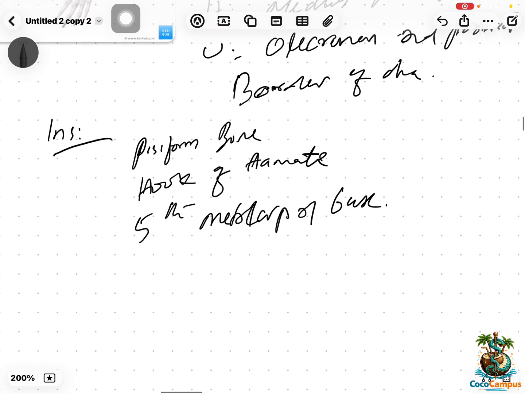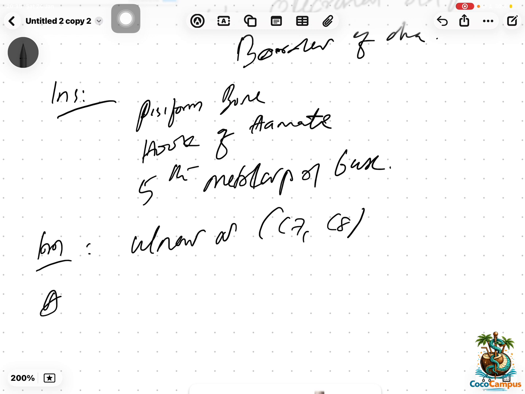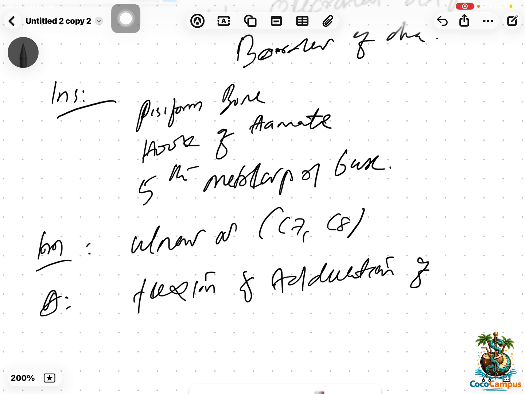The innervation of FCU is done by the ulnar nerve, C7, C8. Its major action or function is flexion and adduction of the wrist. Once again, flexion and adduction of the wrist.